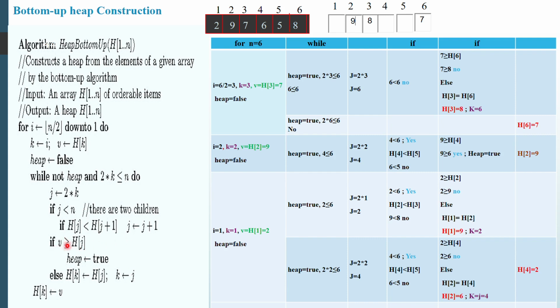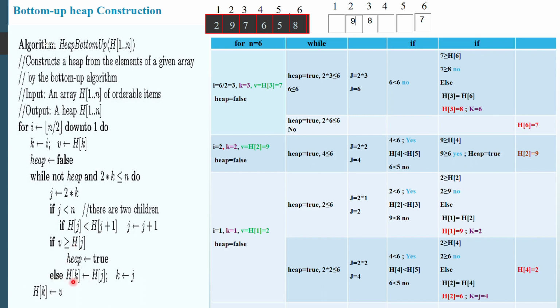Next you have to check this statement: V is greater than or equal to H of j. What is the V value now? 2. And the j value now? 2. H of 2, the new value, is 9. Is 2 greater than or equal to 9? No. If it is no, then you go to the else part. This condition fails, so you have to go to the else part.